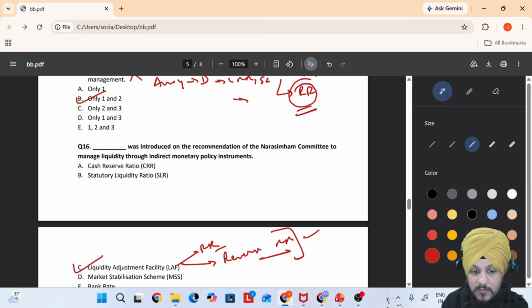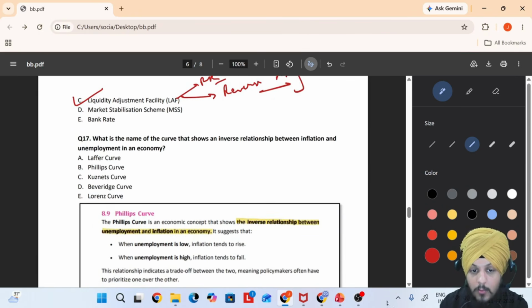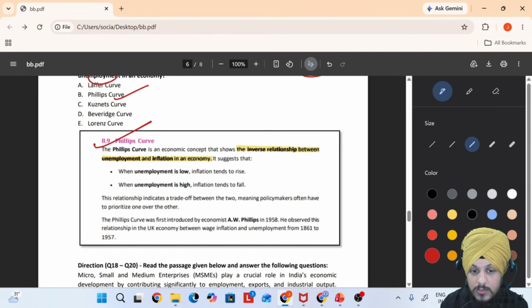Now, question number 17: what is the name of the curve that shows an inverse relationship between inflation and unemployment? This is a very basic question. If you have read the basic aspects related to inflation, you could have attempted it very comfortably. And yes, the Phillips curve is going to be the answer to this question. You can see we had also provided it as a part of the course, and you can see the direct snippet over here.